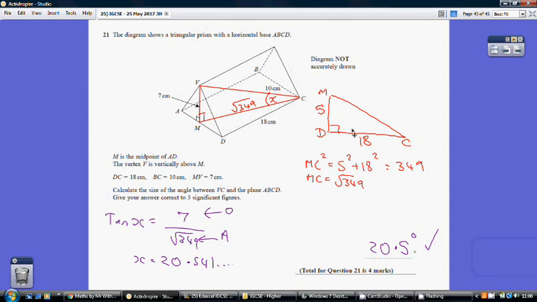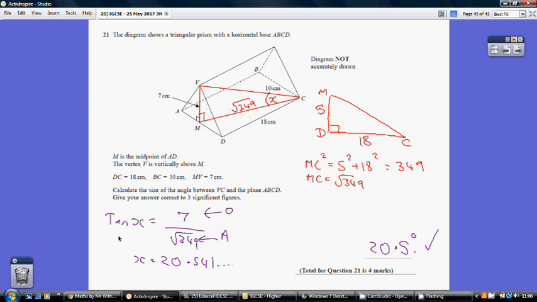So looking at this triangle here, we can easily work out MC just using Pythagoras. MC squared equals 5 squared plus 18 squared, which is 349. So MC is the square root of 349. Now that I know two sides in the triangle VMC, I can work out this angle VCM, which I've called X, by using SOHCAHTOA, because I now know the opposite and the adjacent side.